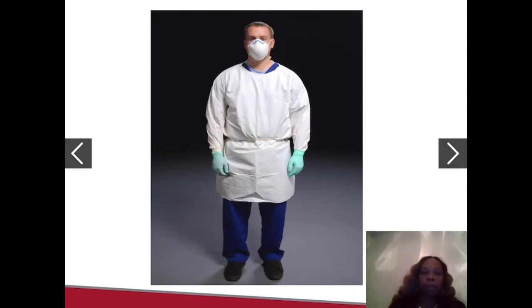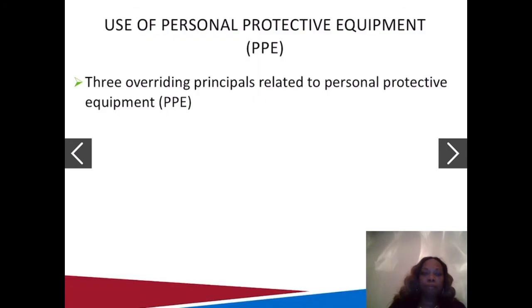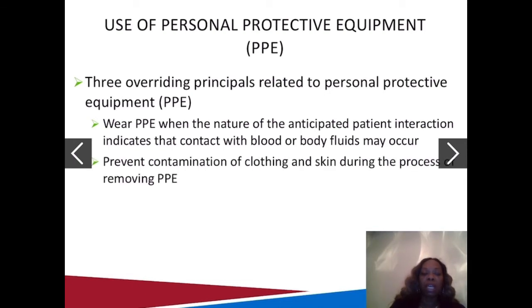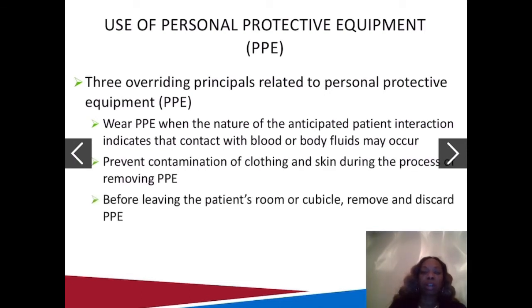Now we're talking about PPE. PPE is the abbreviation for personal protective equipment. You want to wear PPE when the nature of the anticipated patient interaction indicates that contact with body fluids may occur. You want to prevent contamination of clothing and skin during the process of removing your PPE. And before leaving the patient's room or cubicle, you want to remove or discard the PPE.